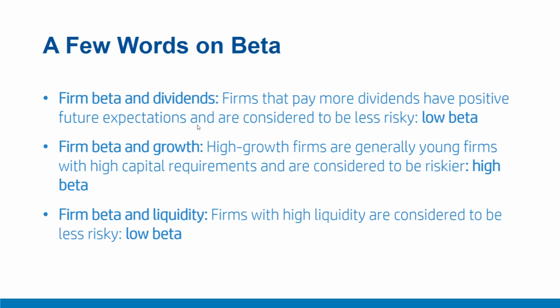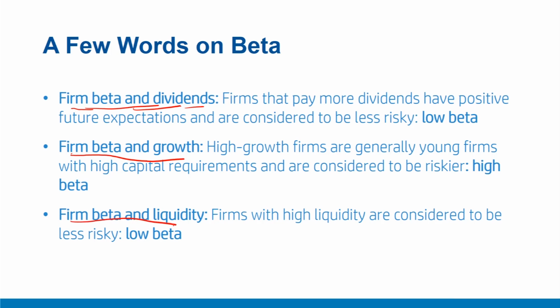It is assumed that firms that pay more dividends have positive future expectations, and these firms are considerably less risky and therefore have low beta. These are called low beta firms, and therefore we can expect a negative relation between the firm beta and dividends. High growth firms are generally young firms with high capital requirements. These firms are considered risky, and therefore these firms have a positive relation with beta. So the firms with high growth have a positive relation with the beta. Firms with high liquidity are also considered to be less risky, and therefore liquidity has a negative relation with beta.